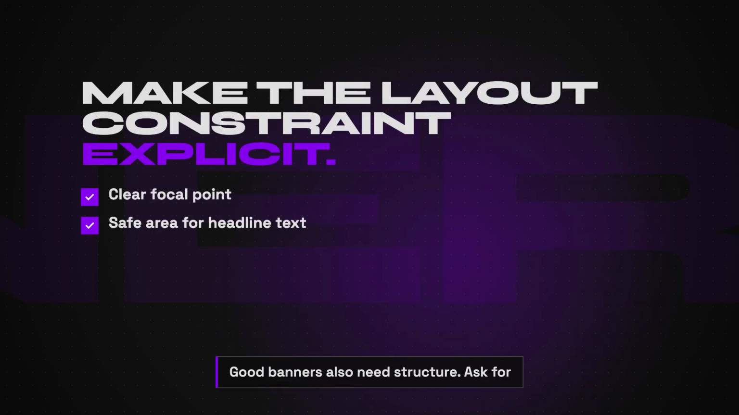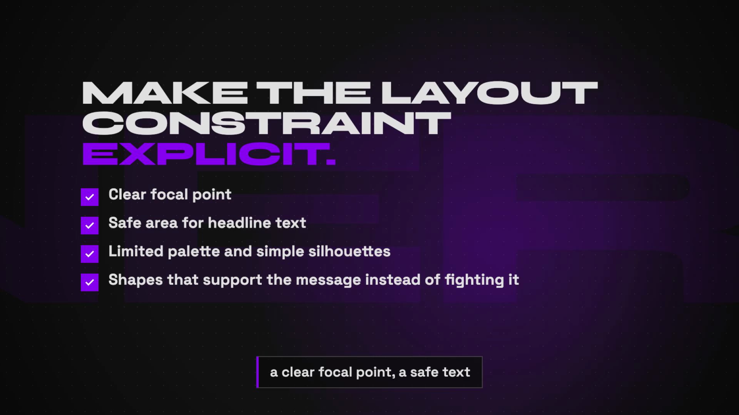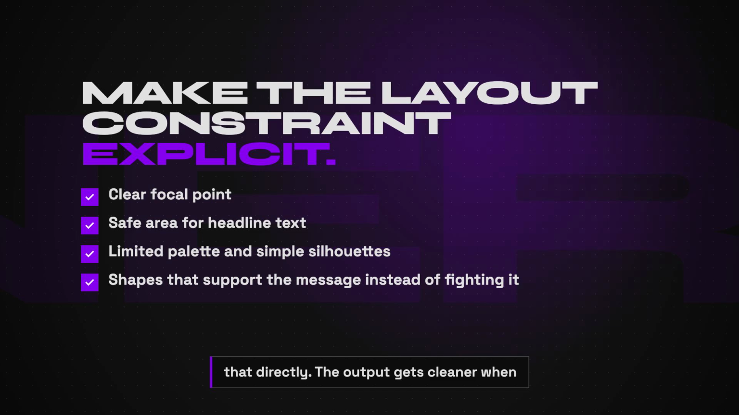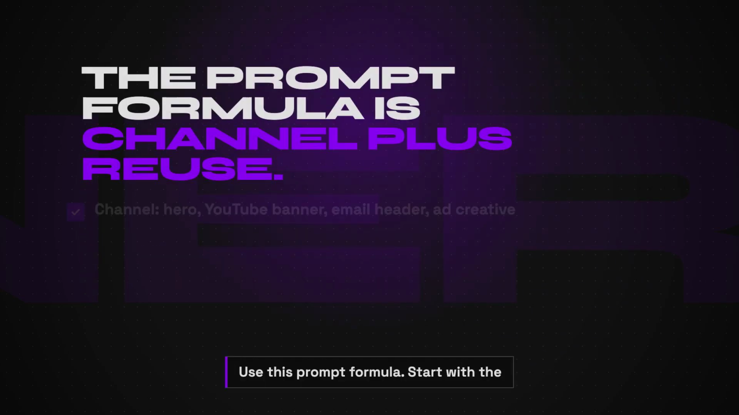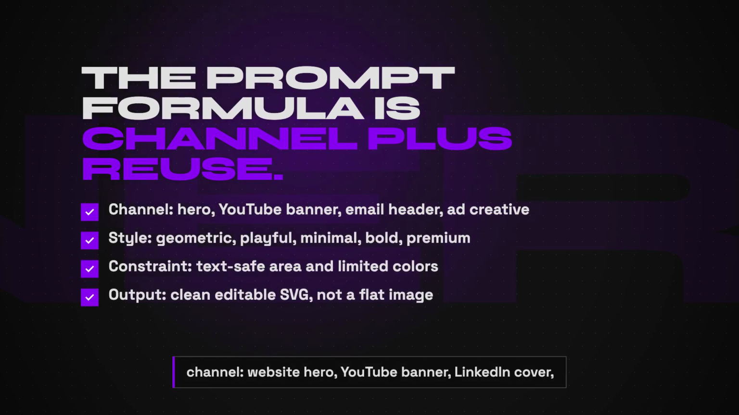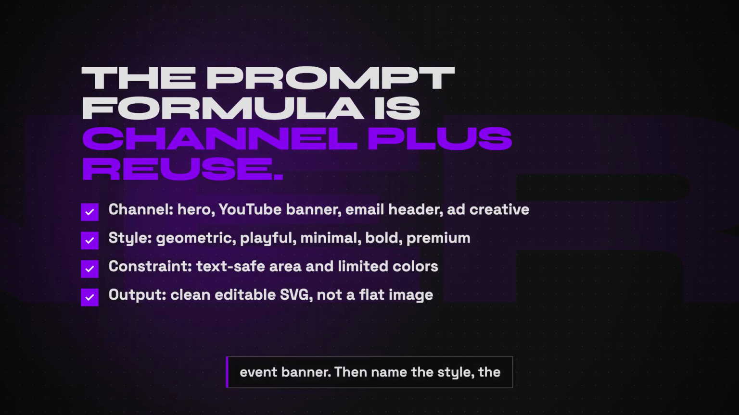Good banners also need structure. Ask for a clear focal point, a safe text area, simple silhouettes, limited colors, and shapes that do not fight the headline. If the banner will sit behind text, say that directly. The output gets cleaner when the constraint is explicit. Use this prompt formula. Start with a channel, website hero, YouTube banner, LinkedIn cover, email header, ad creative, product promo, or event banner. Then, name the style, the subject, the color direction, the text safe area, and the fact that you want editable SVG output.